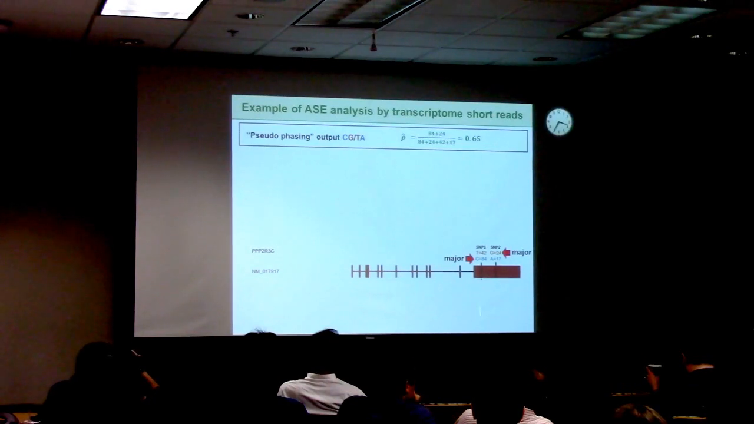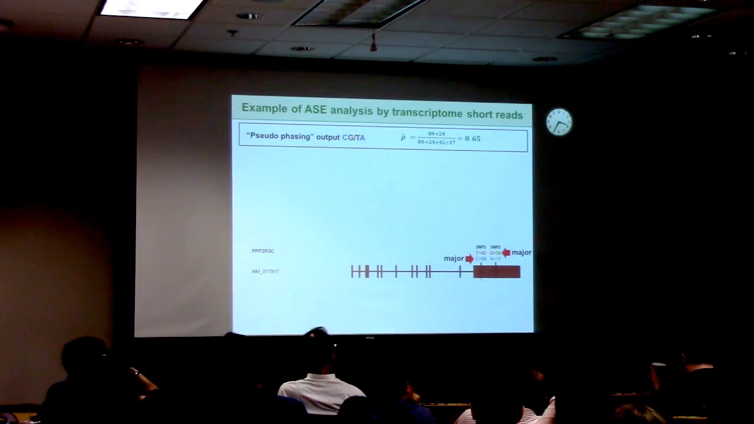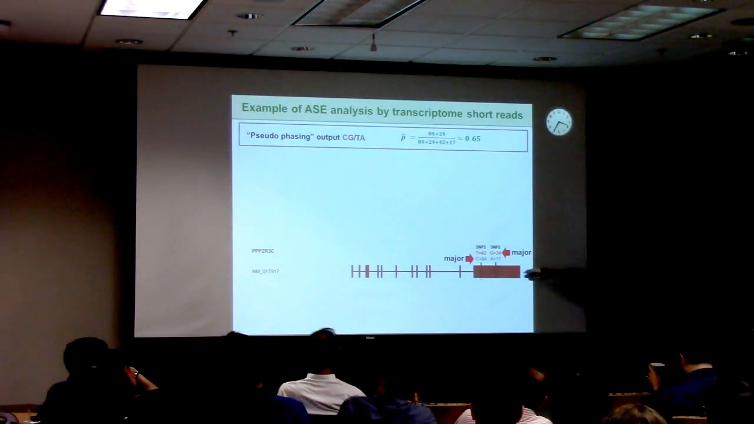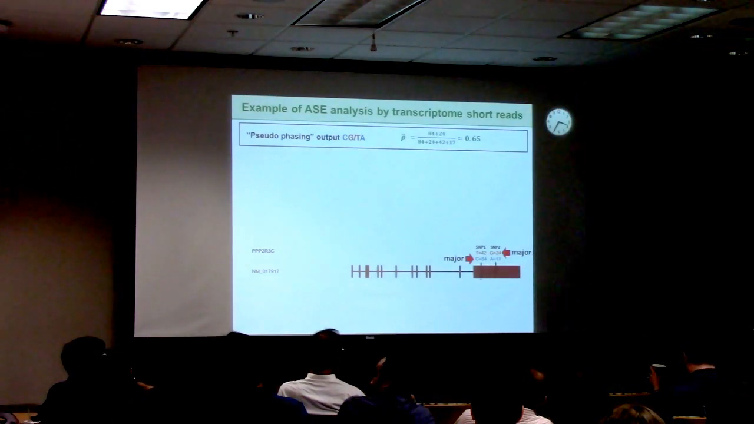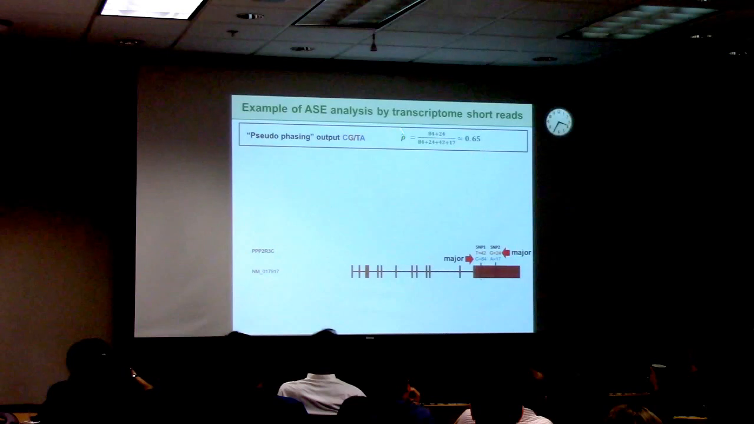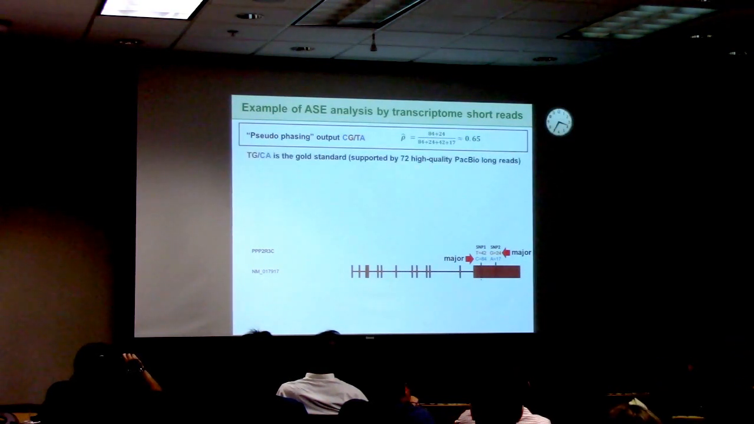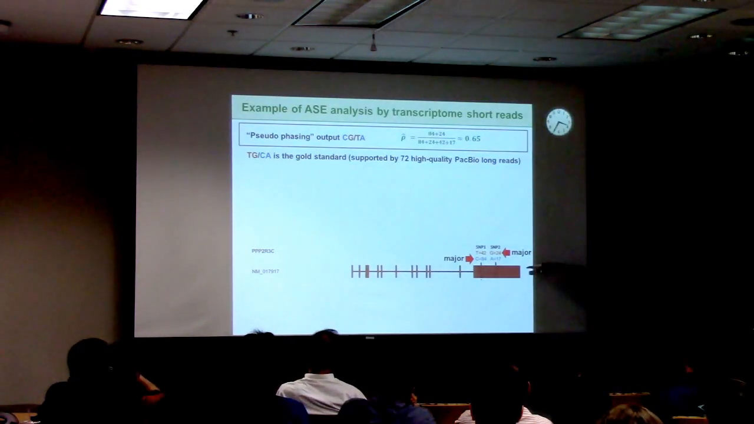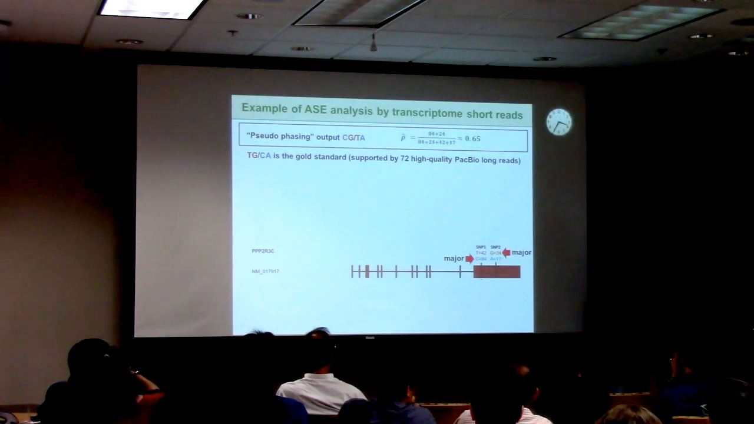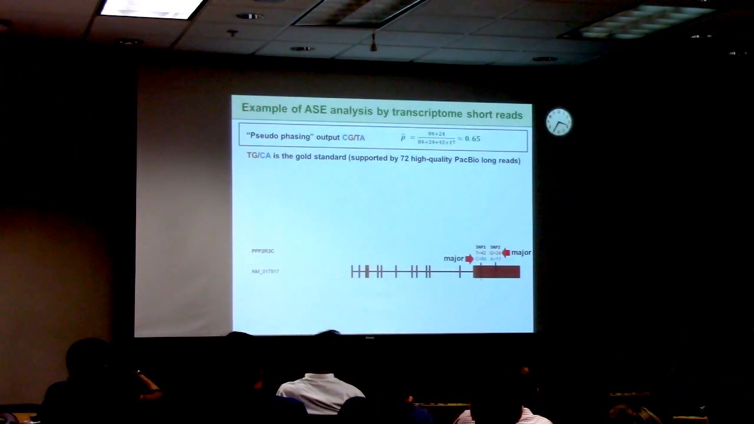And if this is the haplotype, then you can calculate the abundance imbalance between the alleles, the so-called allele-specific expression. You sum up the coverage from the major alleles and divide it by the total coverage. And the rho representing the allele-specific expression here is 0.65. So is this correct? No. If we check the PacBio data, we have 72 very high quality PacBio long reads covering this region, and they show that TG and CA are the true haplotypes. So if you do the phasing according to the coverage, it's not true. But why? It doesn't make sense, right?